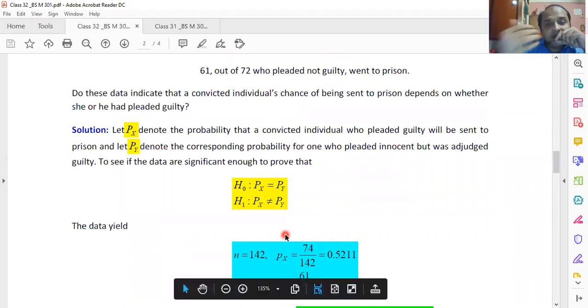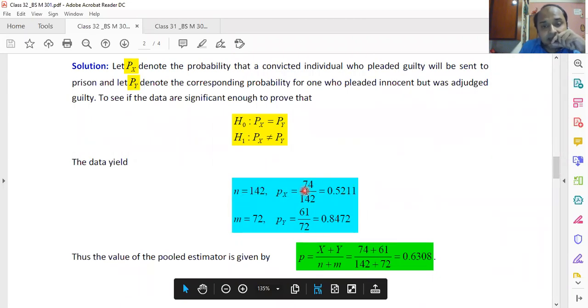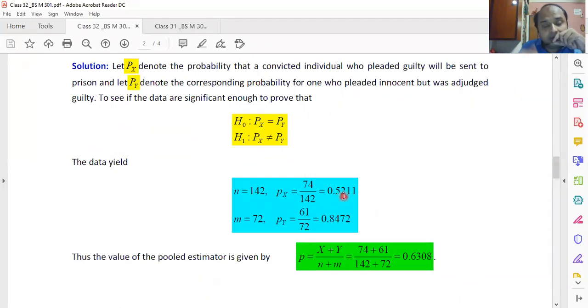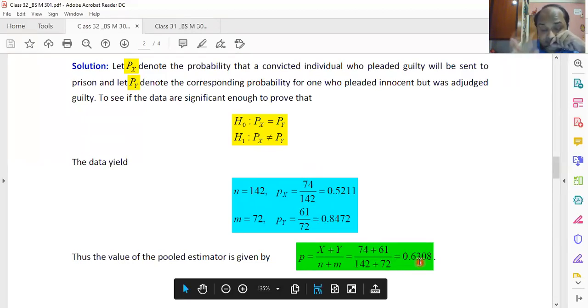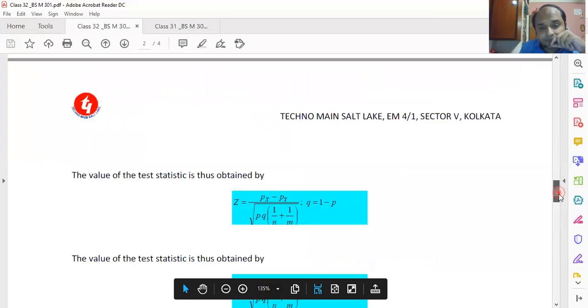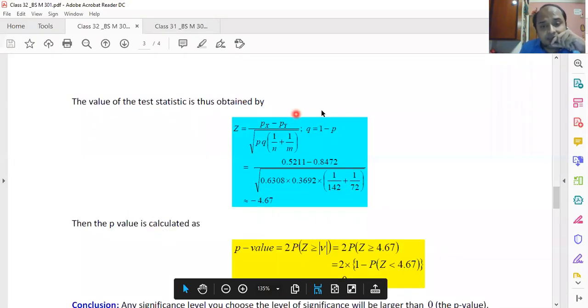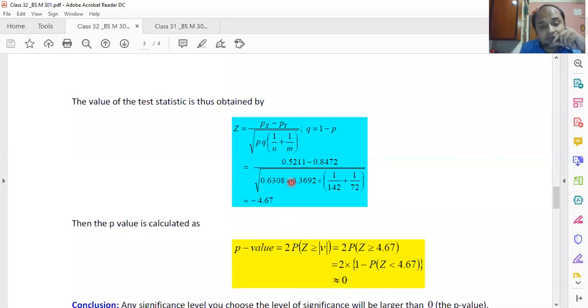And you already have the formula with you, so we can calculate small px as the fraction 74 by 142, which is 0.5211, and small py is the fraction 61 by 772, which is 0.8472. Then you have to calculate the pooled estimator by the following formula, which is 0.6308. After all these, I'm going to substitute the values in the z formula, and the value of z is coming out to be minus 4.67.